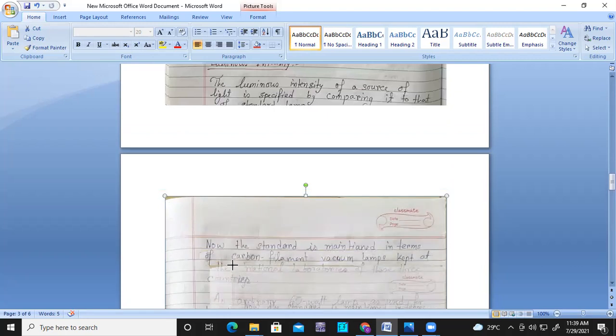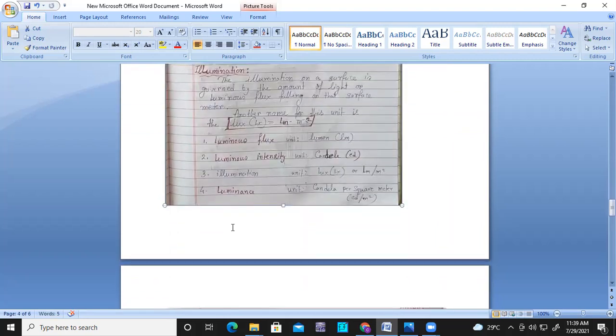You can see this. Now, luminous flux unit is lumen, lm. Luminous intensity is called candela, cd. Illumination is lux, or lm per meter square. And the luminance unit is the candela per square meter, cd per meter square. Okay. And now come to the point of types of lamp.